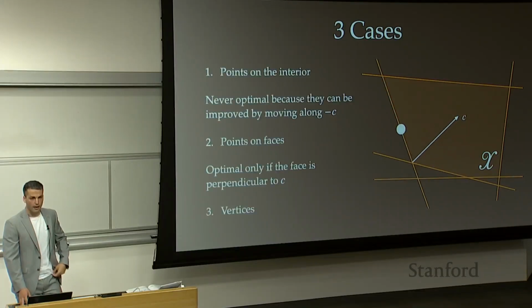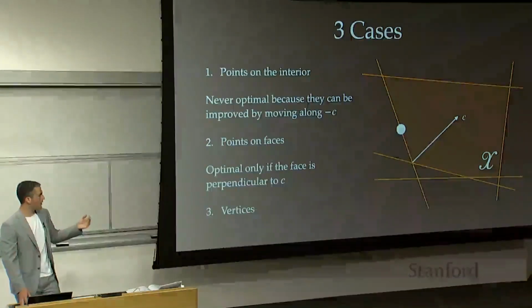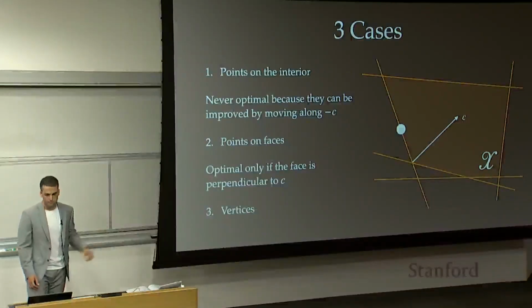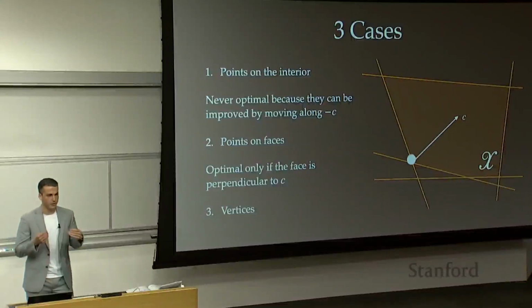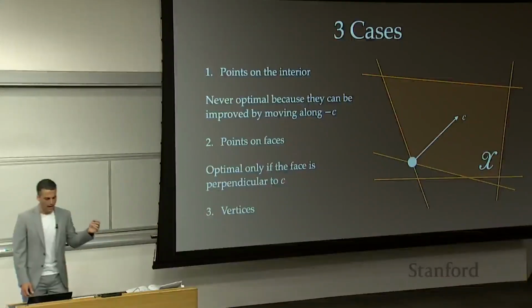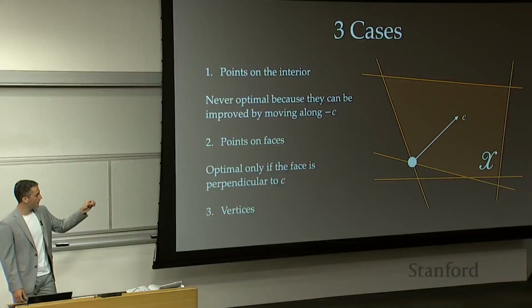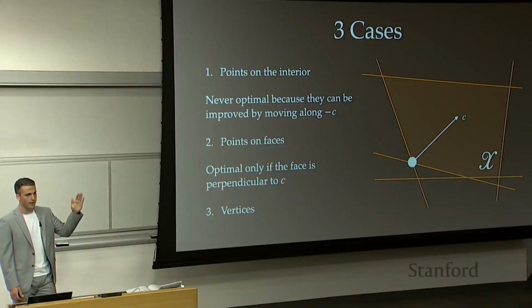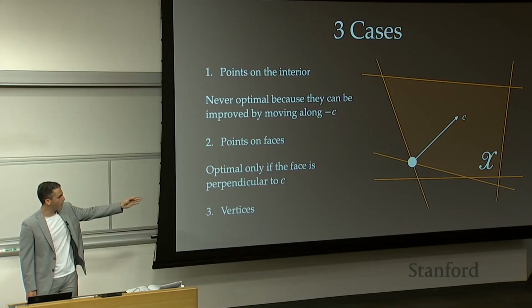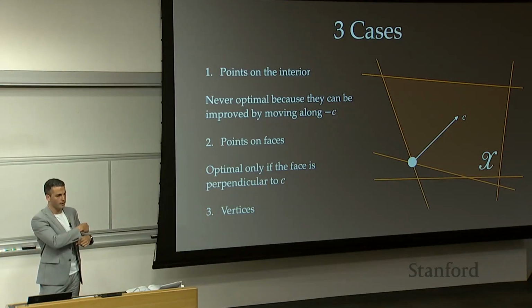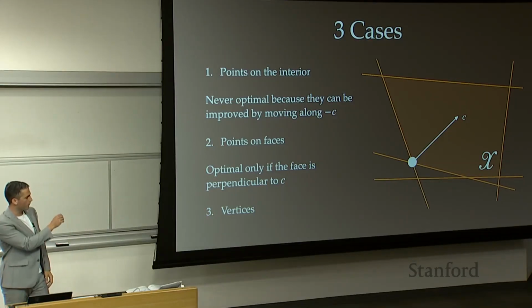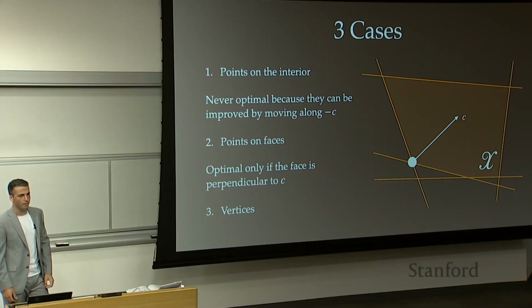All right, and then the third case that we would work with is when we have a point at a vertex. These vertex points are going to turn out to be very important. That's because when we have a point at a vertex, depending on the orientation of our C vector, in this case that will be the optimal point, because if you move in the negative C direction, you can't improve any further than that point that we have at the vertex.